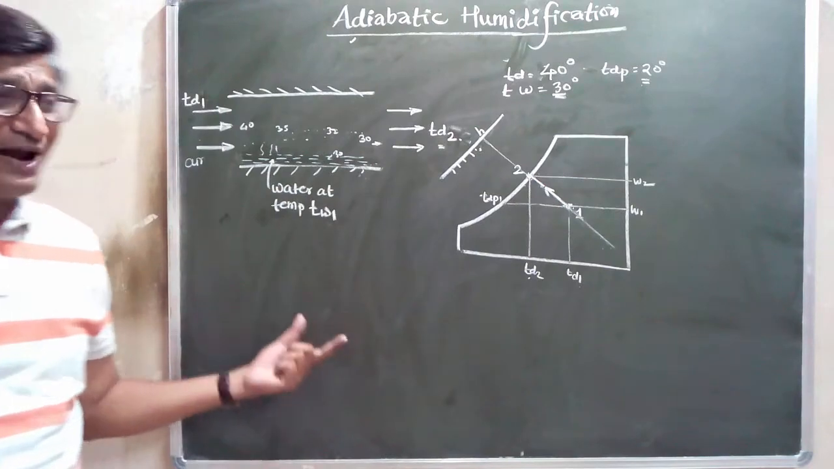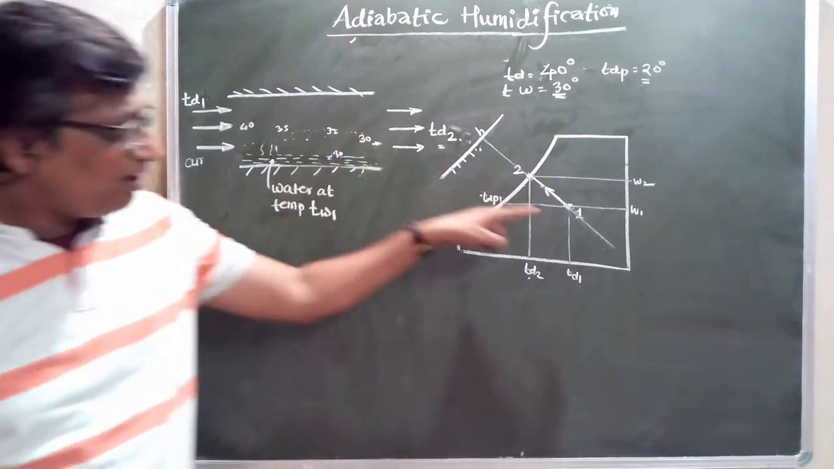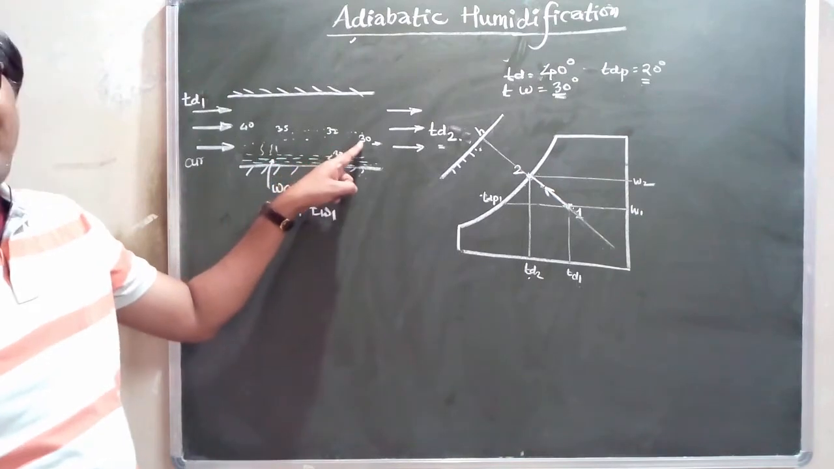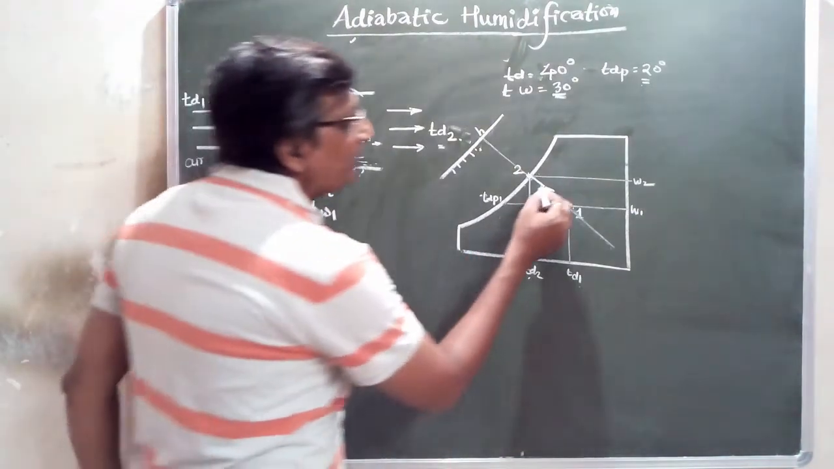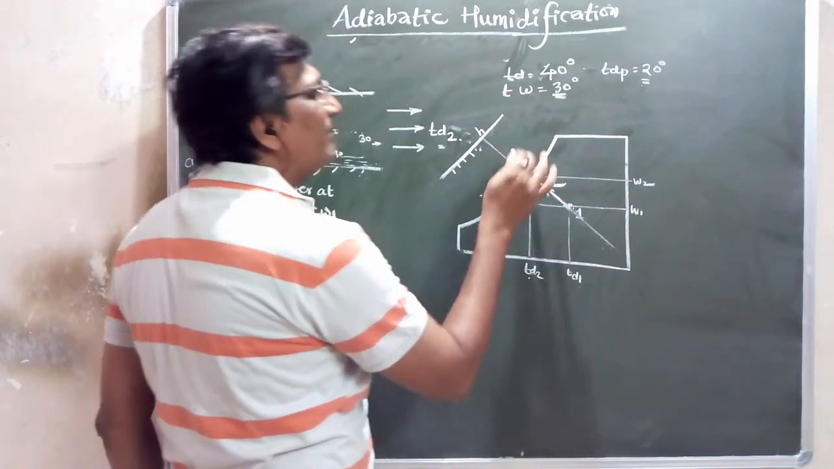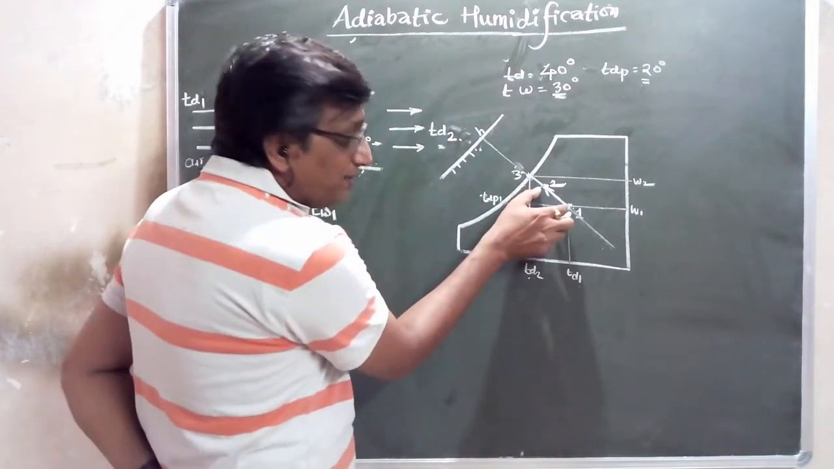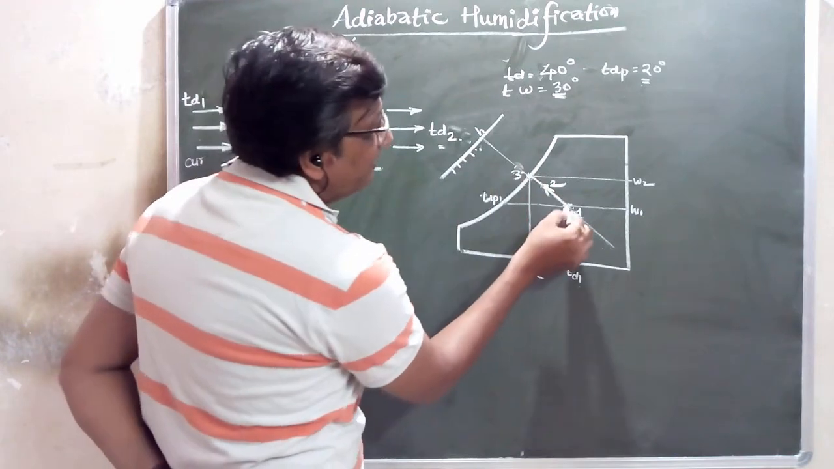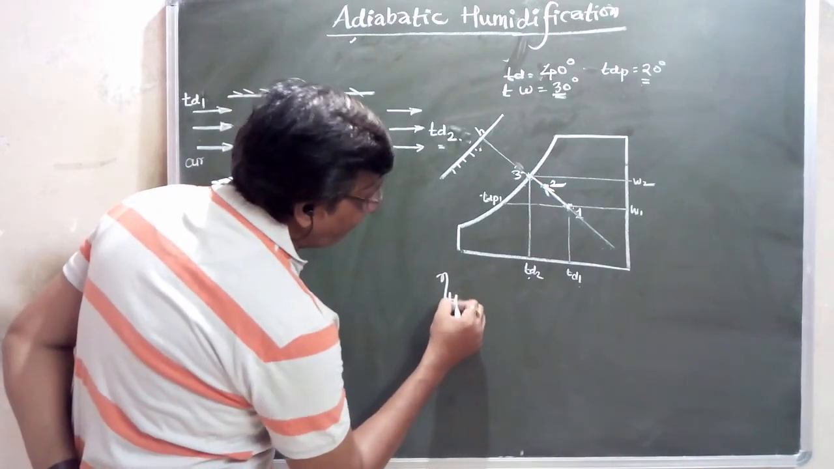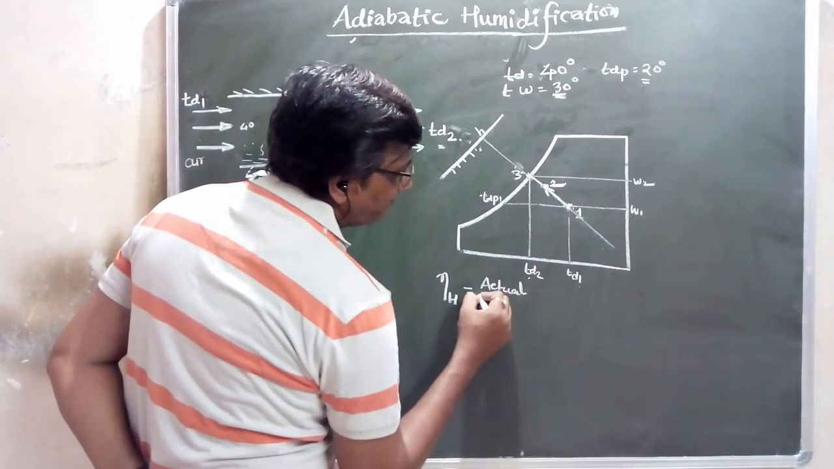But in actual practice, it will not be like this. The air will not reach saturation, so it will not achieve exactly this temperature. It will achieve somewhere here. Let us say point number 3 is the theoretical point, and the actual point 2 will be somewhere here. Theoretically the process will be 1 to 3, but actually it is 1 to 2. So the efficiency of humidification in this process can be taken as actual upon theoretical.